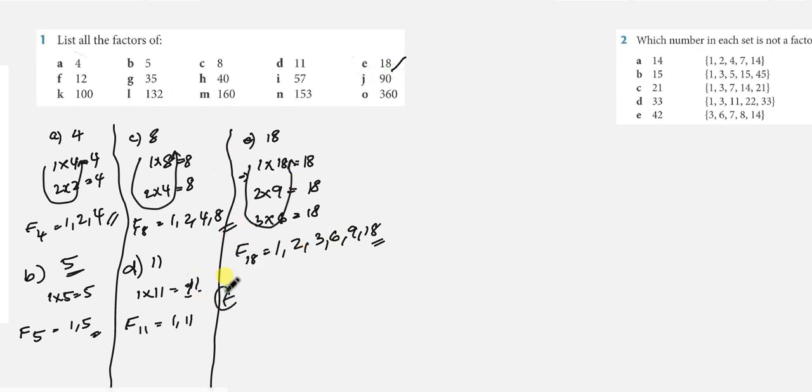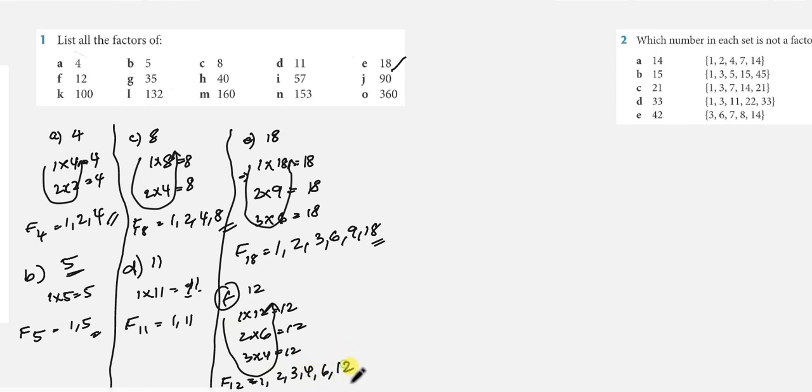F, it's 12. So 1 times 12 is equal to 12. 2 times 6 is equal to 12. 3 times 4 is equal to 12. That's all. So we write F12 is equal to 1, 2, 3, 4, 6, and 12. Okay.